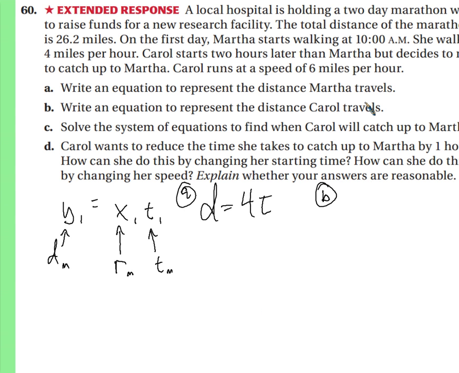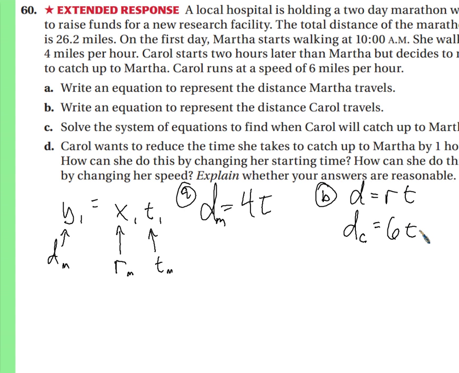Write an equation that represents the distance Carol travels. Well, that's going to be a lot the same, isn't it? Distance equals rate times time. Okay. D. Should we use D? Yeah, because we're going to make it so that the distances are the same, right? Or maybe we don't want to. We want to say this is Martha's distance and this is Carol's distance. Now they can be different. The rate, do we know Carol's rate? 6 miles an hour. Okay.